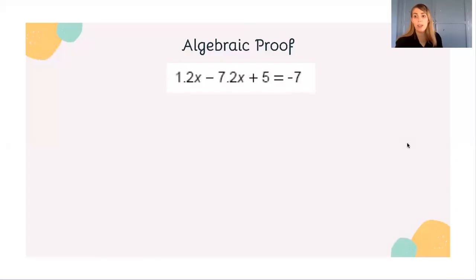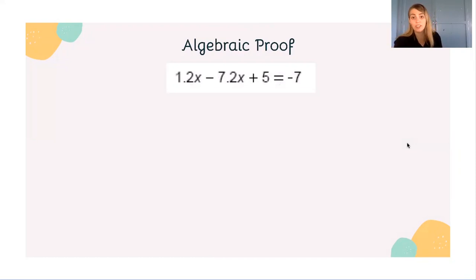What I'm going to show you now is called an algebraic proof. Now, if you have spent time in geometry with me, that means that you've seen this once before. But what we're going to do is go through our algebra problem step by step, and I'm going to defend why I do each step that I do.